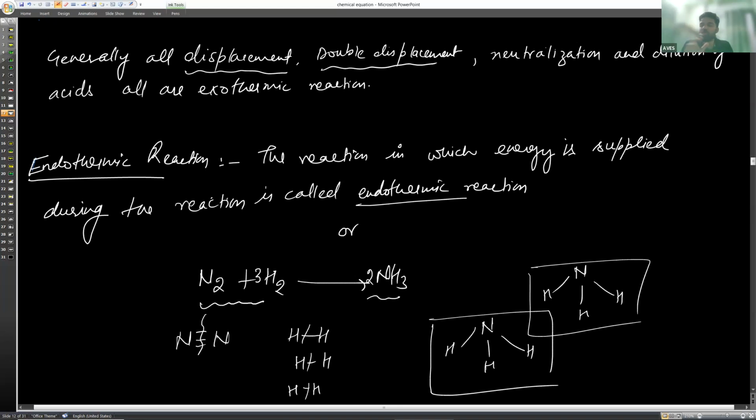For example, you buy a product for 5,000 rupees and you sell it for 2,000. So you are in loss now, a loss of 3,000. The same thing happens here: we provide more energy to break the bonds, and then less energy is released. So this type of reaction is considered an endothermic reaction.